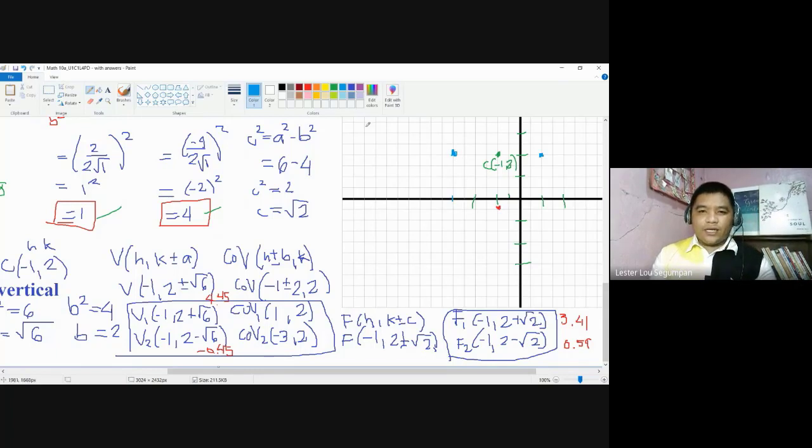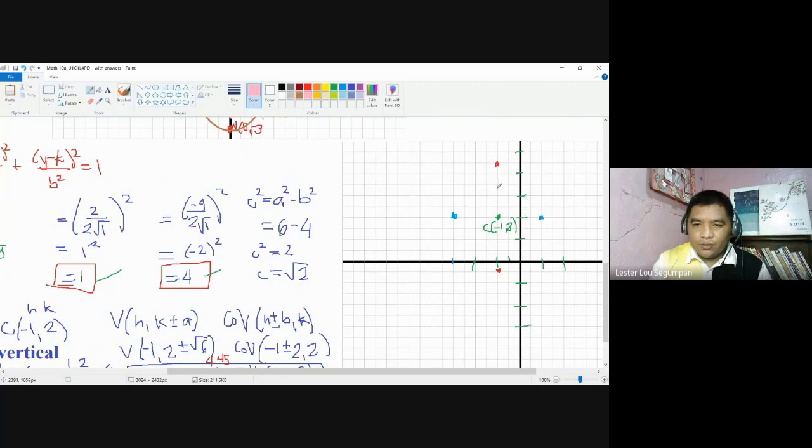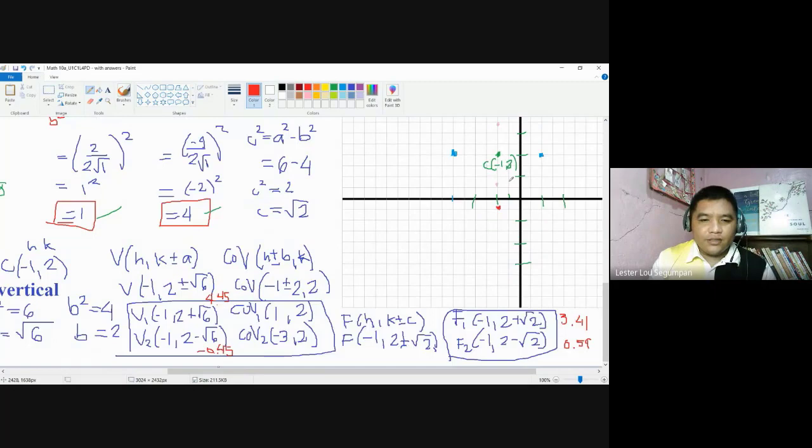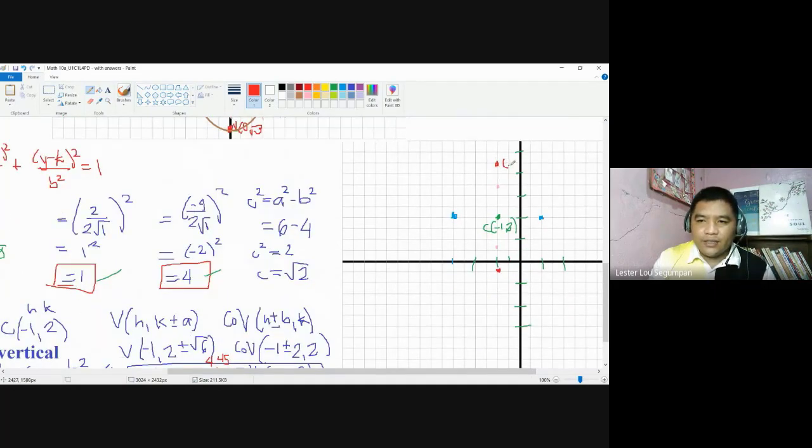And your foci, colored pink, you have -1 and 3.41, so more or less here, and 0.59, so more or less here. Okay, so these are your points. By the way, I forgot to place the labels here. So we have -1 and 2 plus square root of 6. This is your vertex here. Another vertex, -1 and then 2 minus square root of 6.